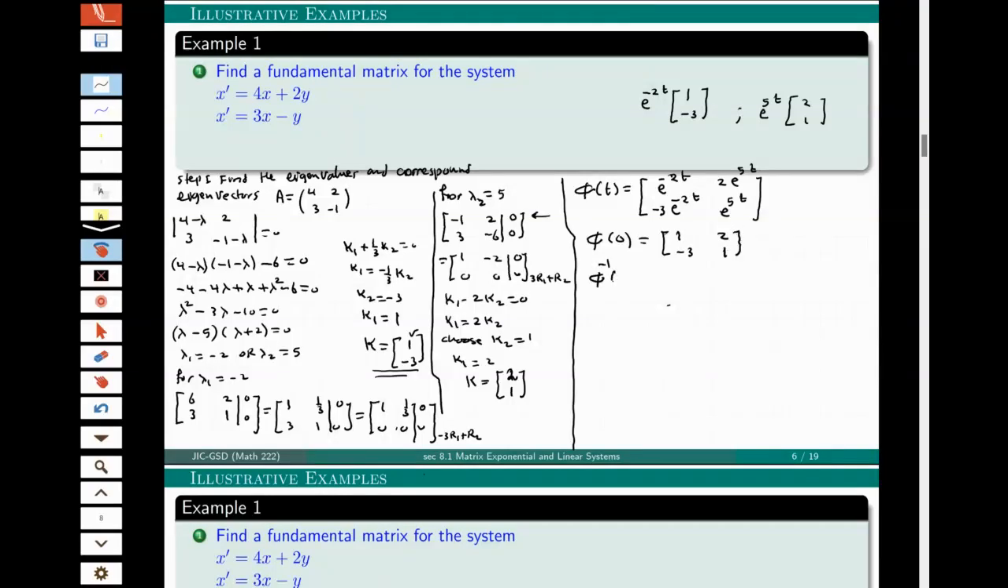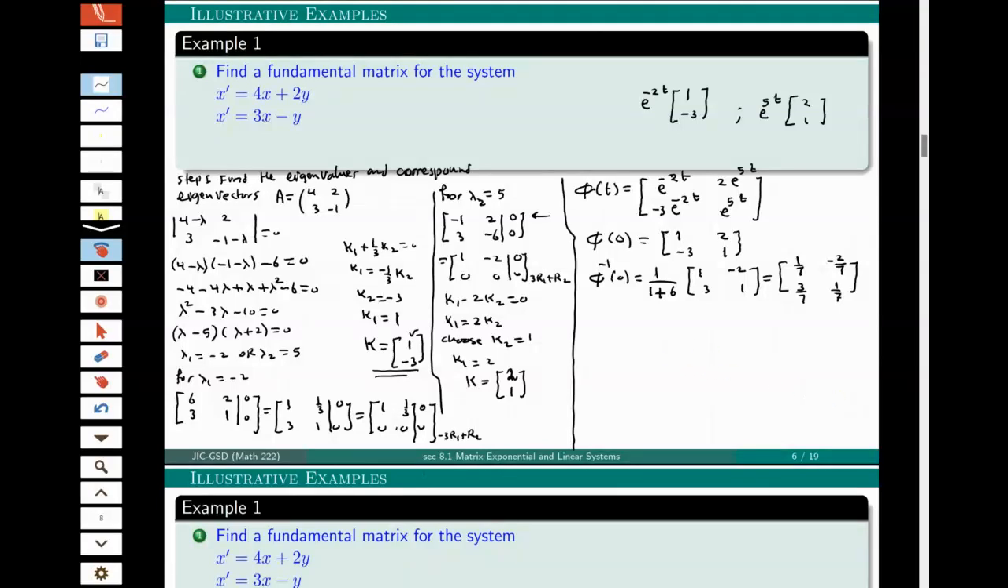What's the inverse at 0? It will be 1 over the determinant. The determinant is 1 times 1, which is 1, minus of minus 6. And then we swap the 1 and 1, which stays the same, and we change the sign of the other entries, so that will be minus 2 and 3. So what I will get is 1 over 7, minus 2 over 7, 3 over 7, and 1 over 7.